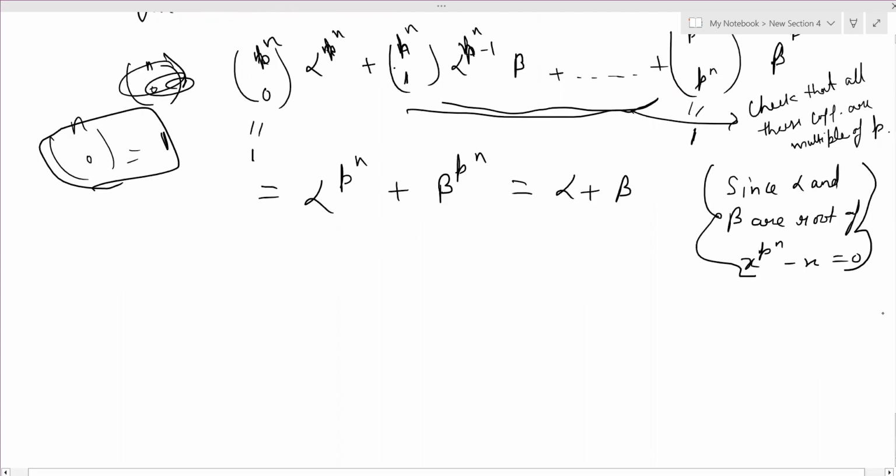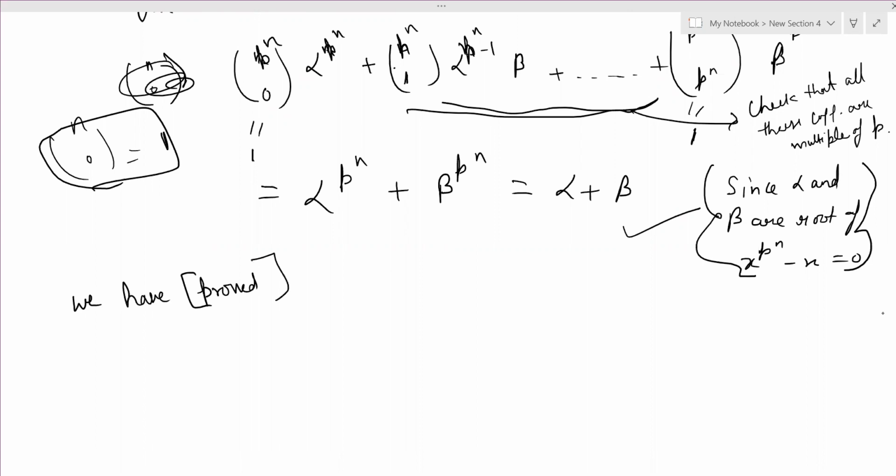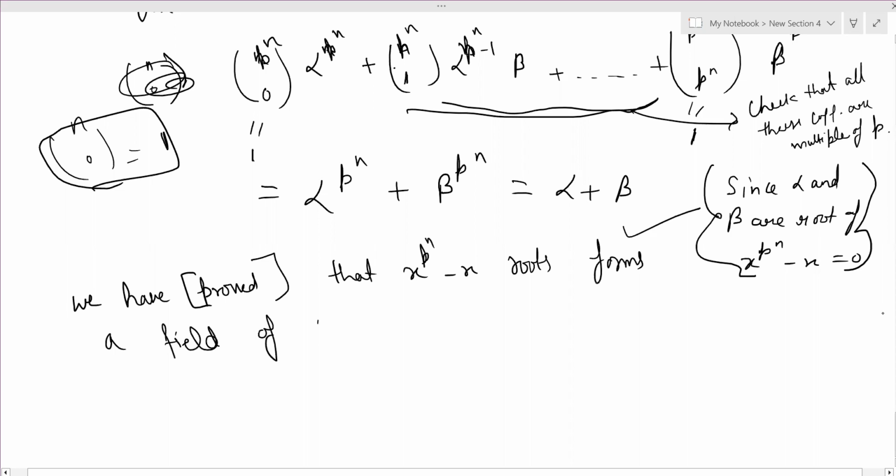So this is a field. This means we have proved, not proved, but intuitively at least we have shown that the roots of x to the power p to the power n minus x form a field of size p to the power n, inside Zp[x]. Yes, so we are done.